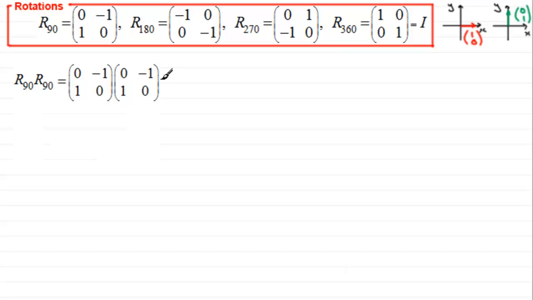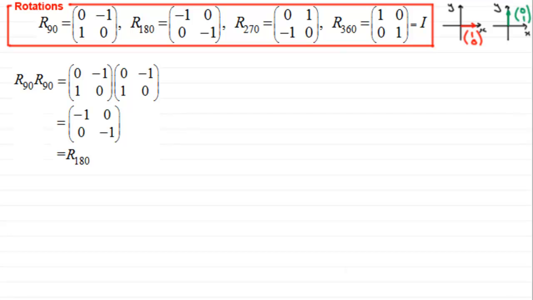Okay, well if you did pause the video and had a go, then you should have found that you got this answer, the matrix minus 1, 0, 0, minus 1. And when you look at that matrix, it happens to be this one up here that represented a rotation of 180 degrees. Let's just put that in, that it's a rotation of 180 degrees. So if we rotate 90 degrees and then rotate another 90 degrees, then we get a rotation of 180 degrees. So it seems as if we're just combining our rotations then.